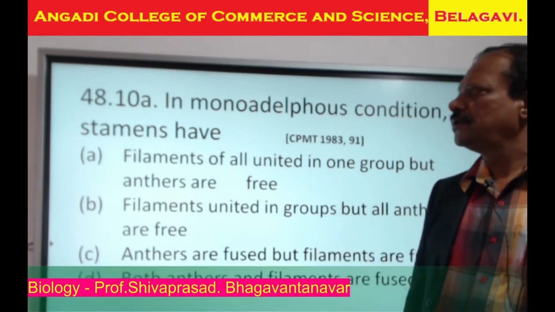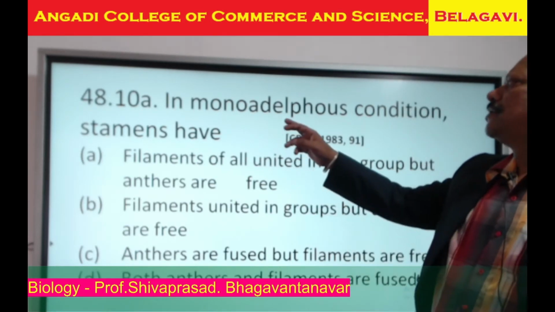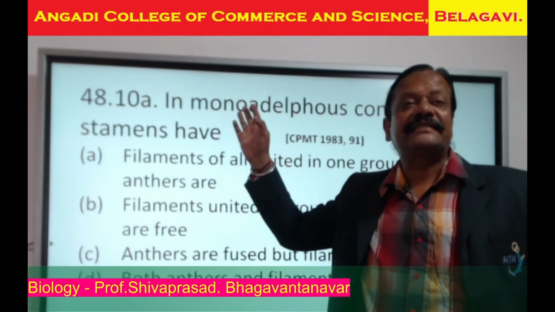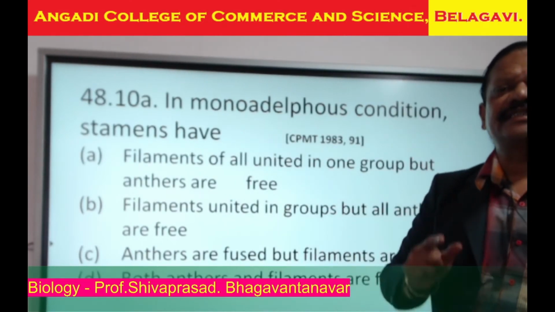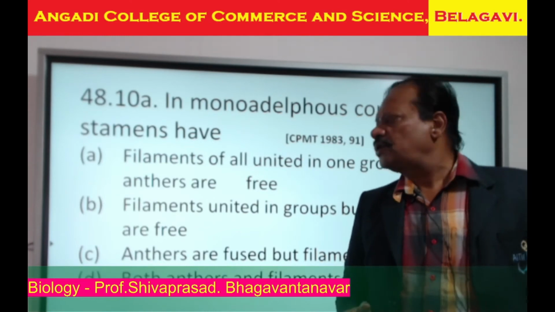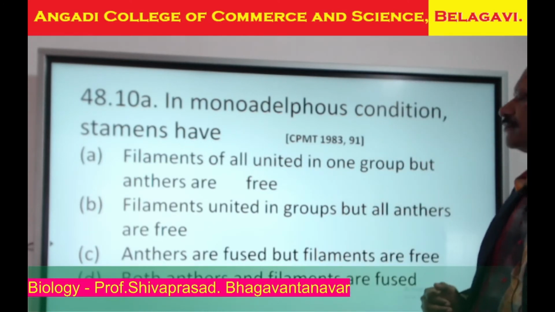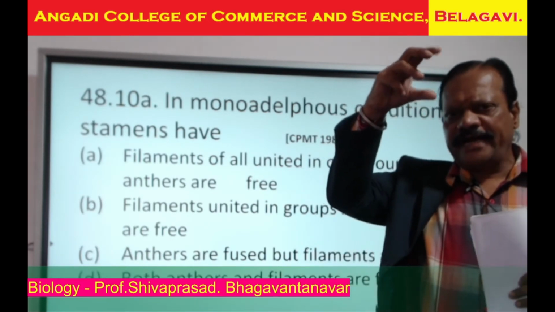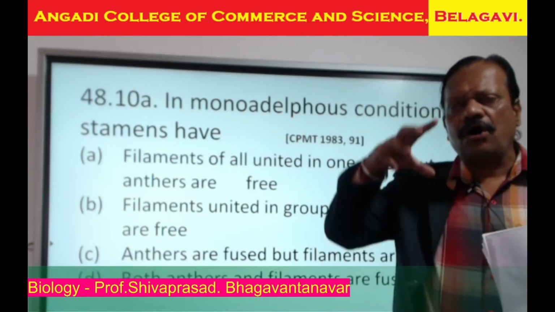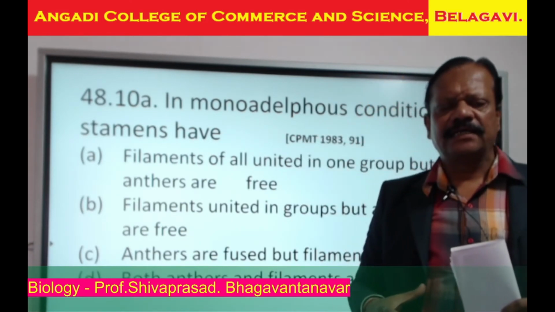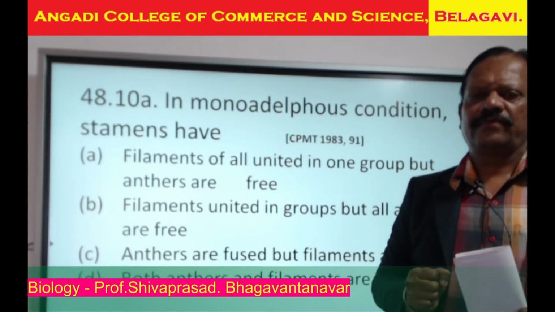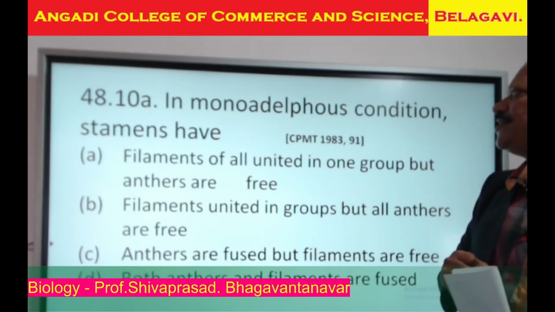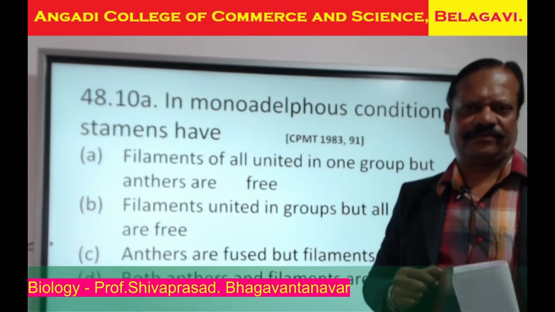Now, in monoadelphous condition, stamens have... So here in case of this, what is happening? Sometimes the filament is connected with the anther, so anther lobes are joined sometimes. Sometimes the filaments are joined. If anther lobes are free and filaments are joined, then you are calling it adelphous.